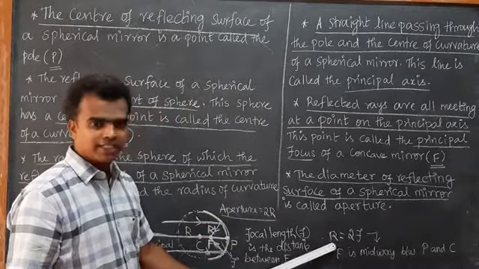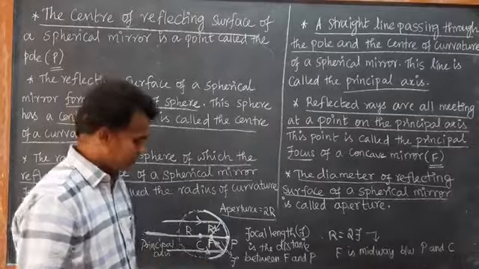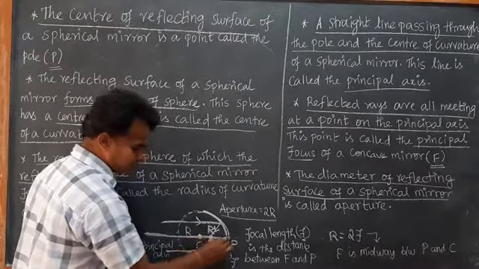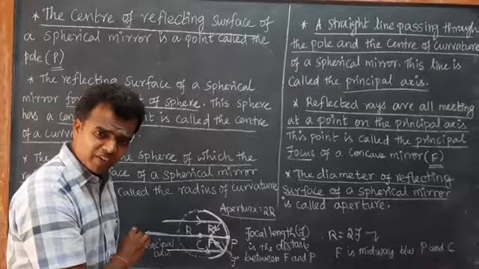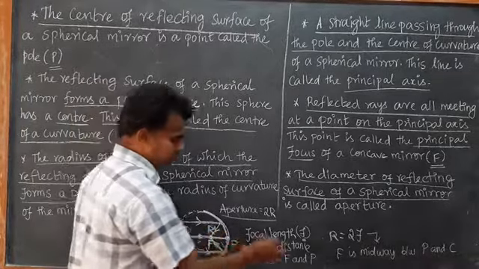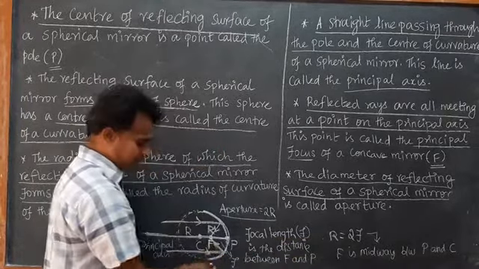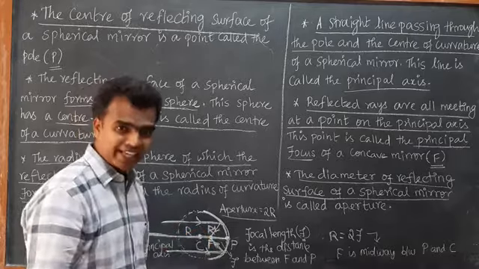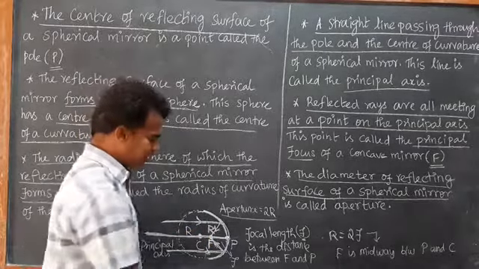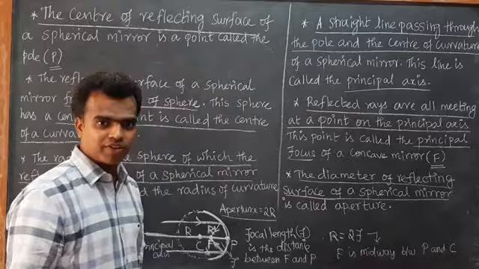And we have one relation, R is equal to 2f. What is R? The radius of curvature, the distance between the center of curvature and the pole, is equal to 2 times f. That means the principal focus is located exactly at the center between the pole and the center of curvature.